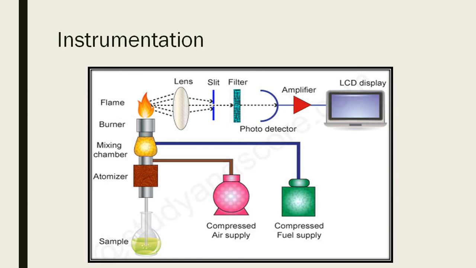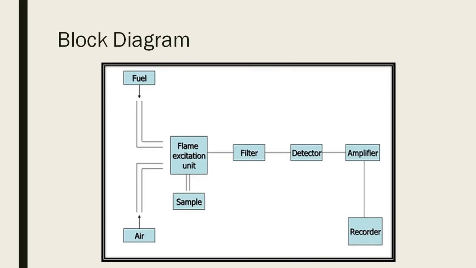You can see in the diagram various parts of the instrument. Starting from the sample, then comes the atomizer and mixing chamber, then the burner. The function of the burner is to produce flame. For this we have a compressed air supply and a compressed fuel supply. After the flame comes our optical system, which consists of lens and filter, then our photo detector, then the amplifier, and finally our LCD display. So this is the block diagram to make it simpler.